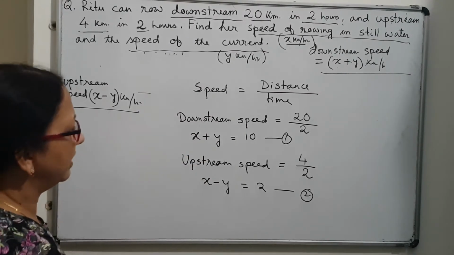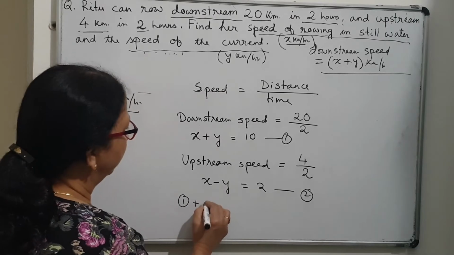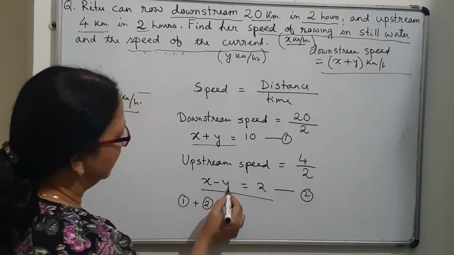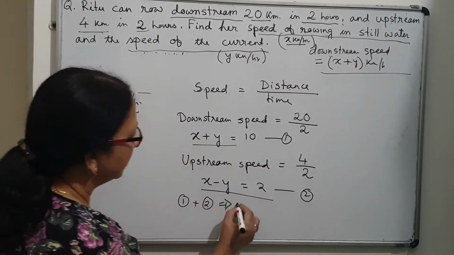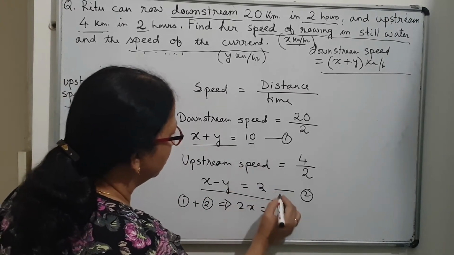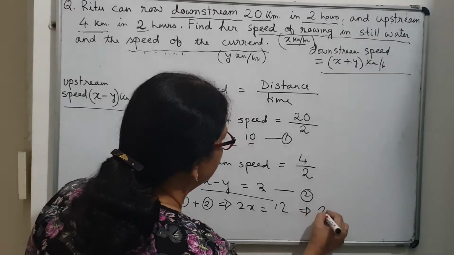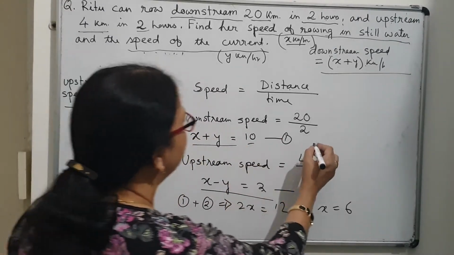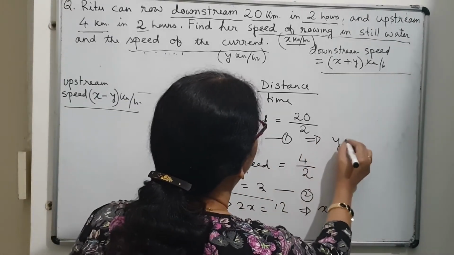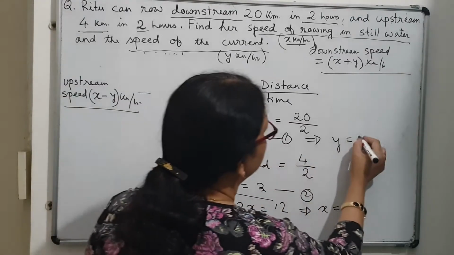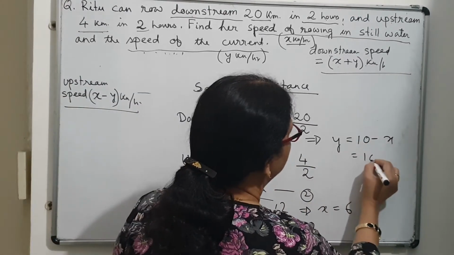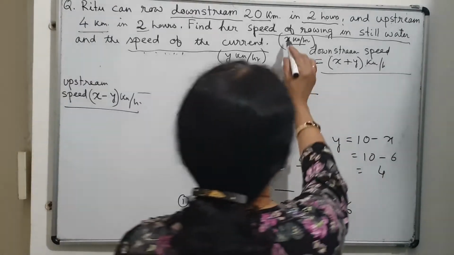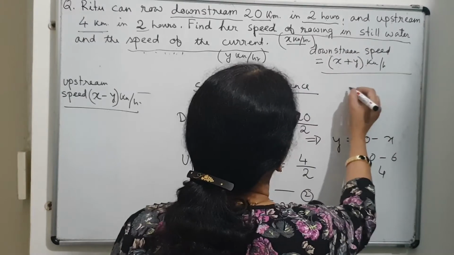Simply by adding 1 and 2 you can get the value of x, because when I add 1 and 2, this y will be eliminated, plus y minus y. So twice x is equal to 10 plus 2, 12. That will give rise to x is equal to 6. So x is 6. Therefore from equation 1 I can write y will be 10 minus x. 10 minus x, and x is 6, so this is 4.